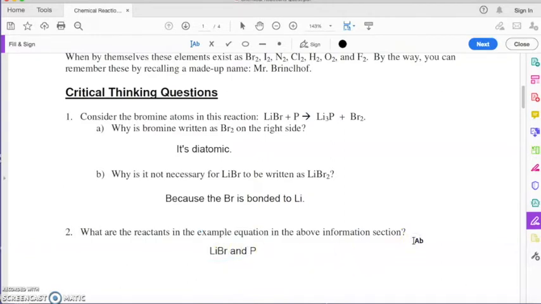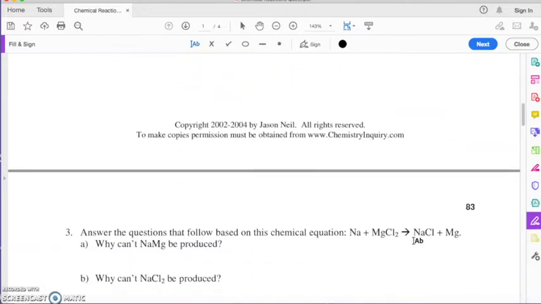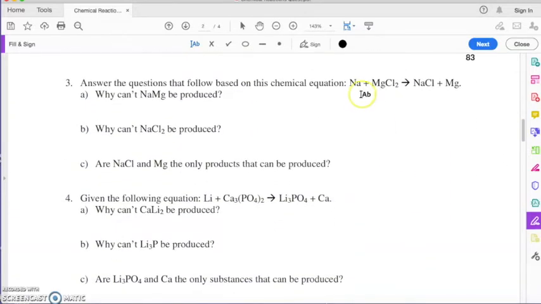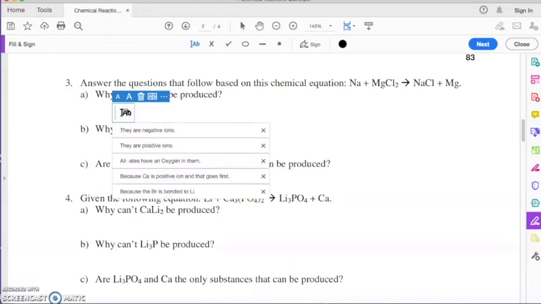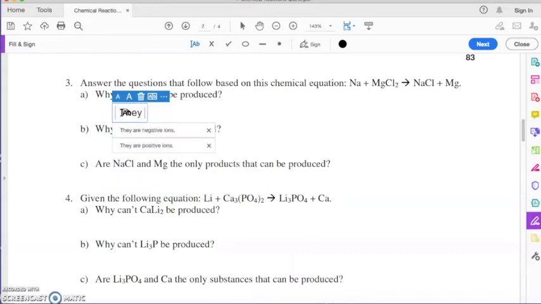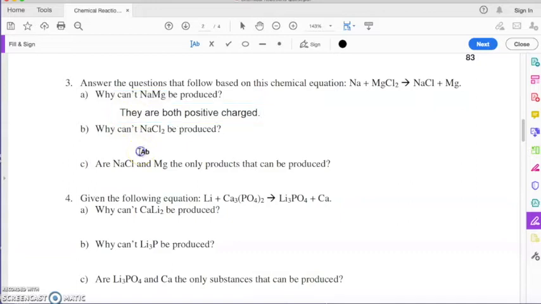So that's the information we could get from that equation. Now let's look at this equation. We've got Na plus MgCl2 makes NaCl plus Mg. Why can't NaMg be produced? Why can't Na and Mg be produced? Because if you remember with ionic compounds, they are both positively charged. Okay? Remember, 2 positive charges can't make a compound.